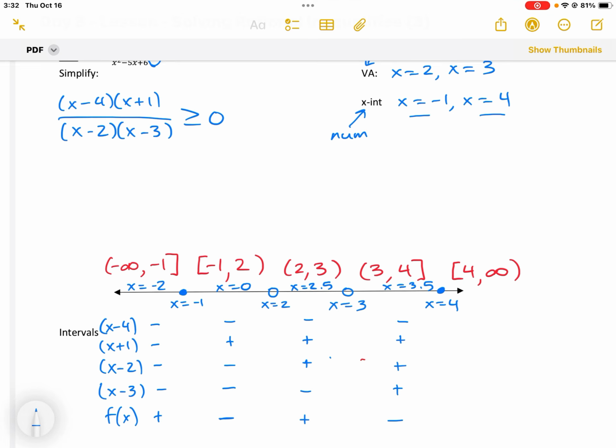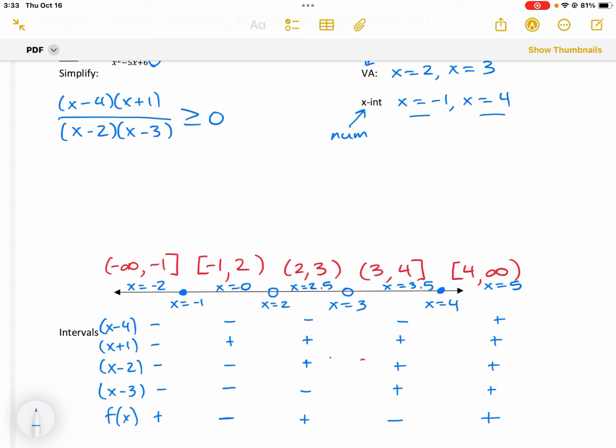In my last interval, 4 to infinity, I can substitute in 5. 5 minus 4 is a positive number. 5 plus 1 is positive. 5 minus 2 is positive, and 5 minus 3 is also positive. So that means that my function is also positive.